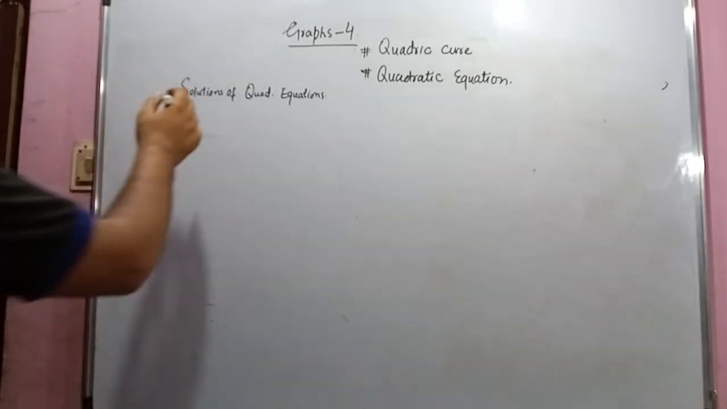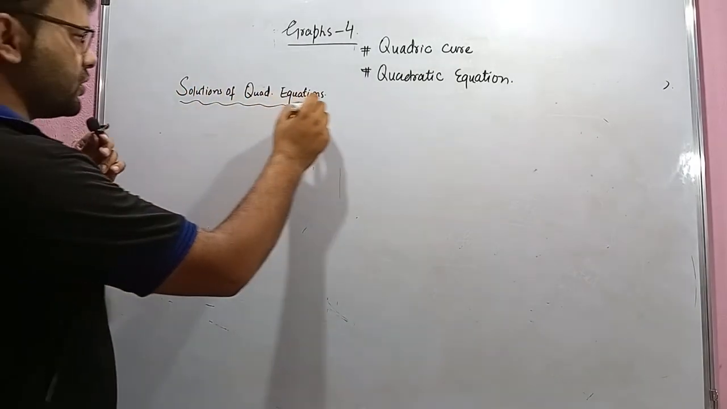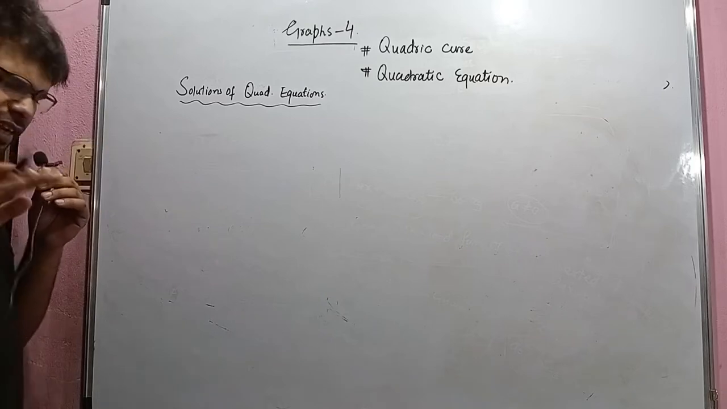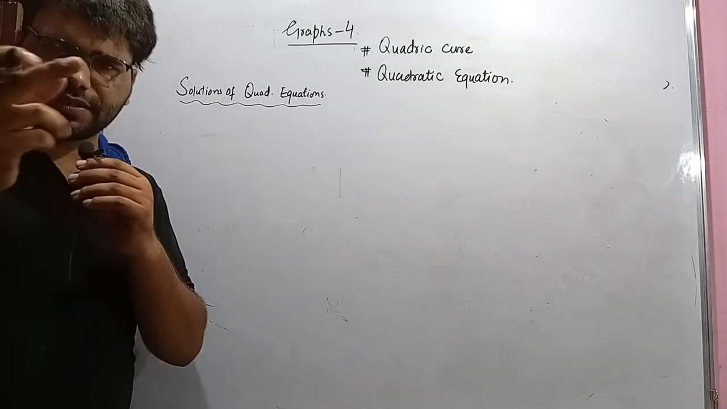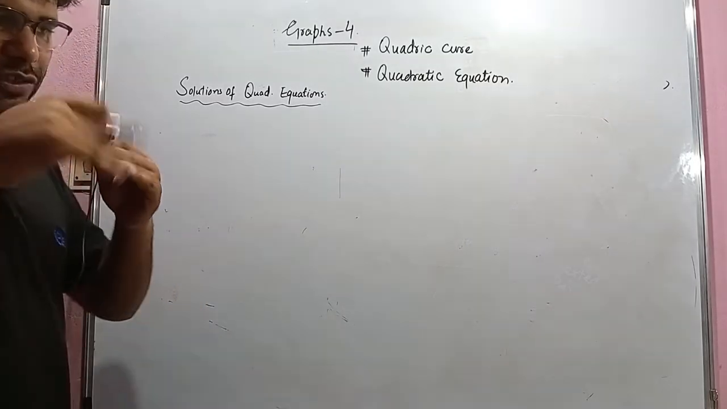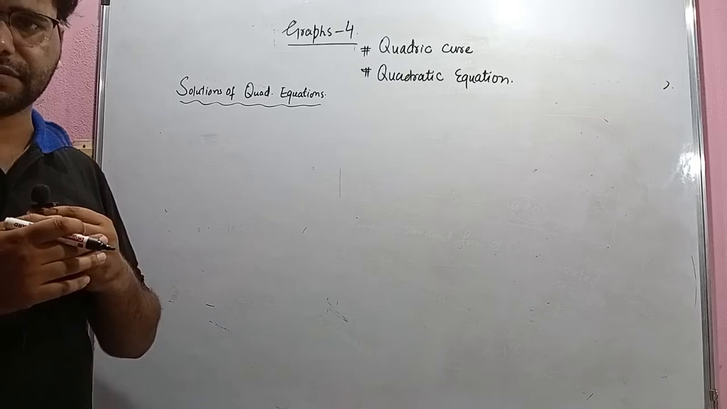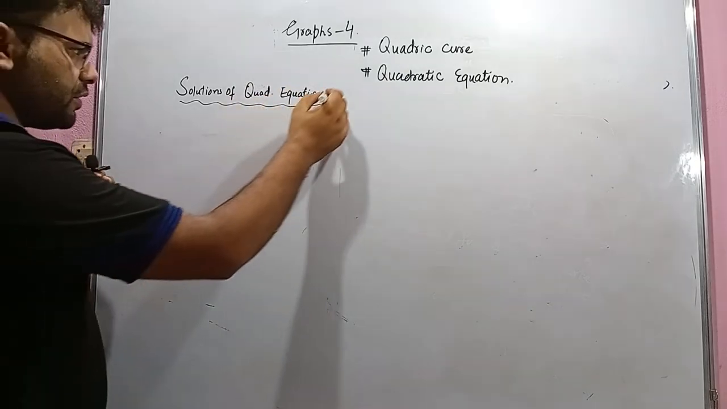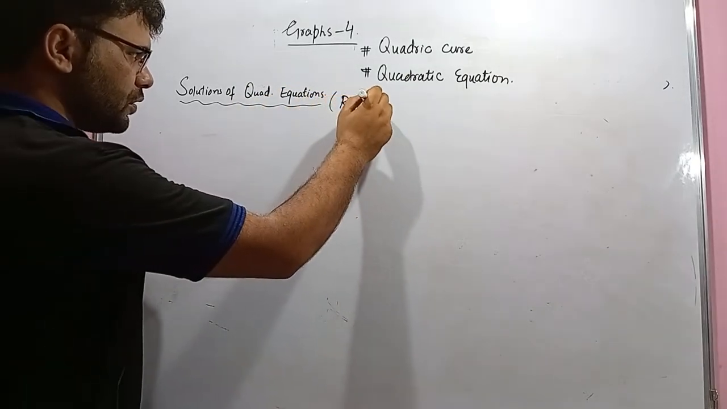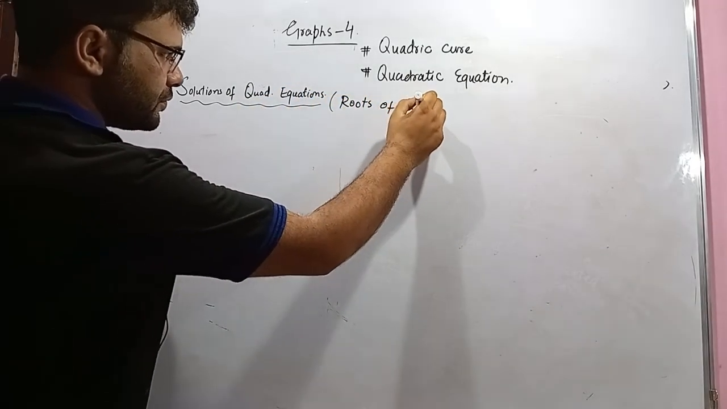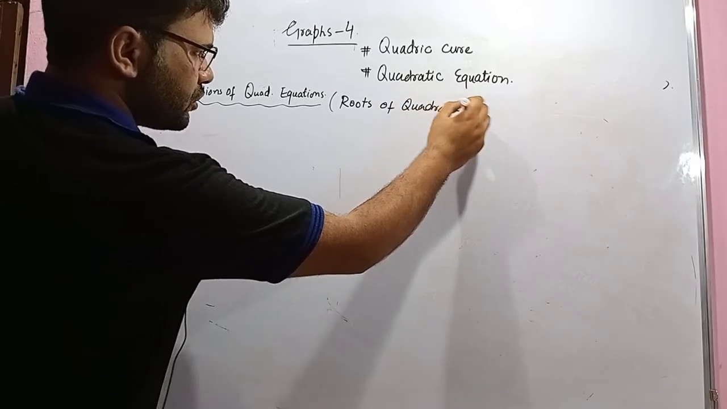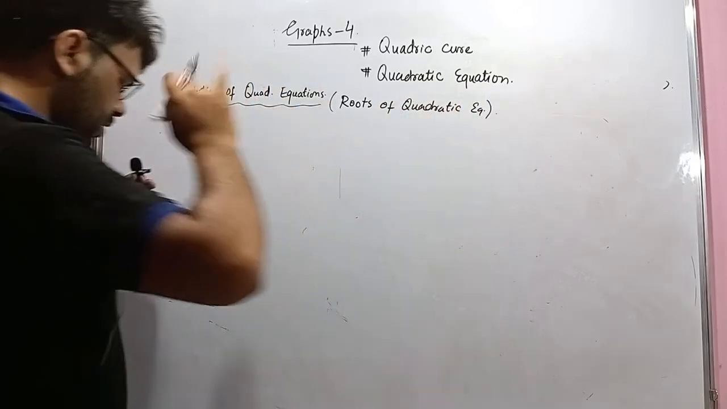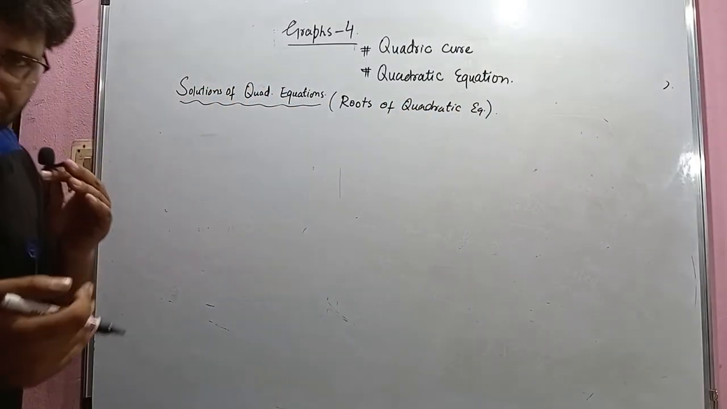You can see here I wrote solutions of the quadratic equations. What is actually the solution? We will try to understand what this solution is. For example, we are writing solve for this equation. The solutions of a quadratic equation are also called the roots of the quadratic equation. We will try to understand what this solution is first.